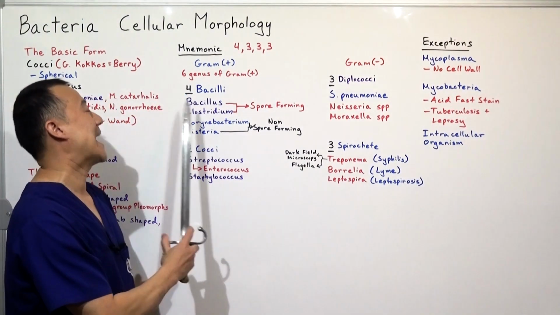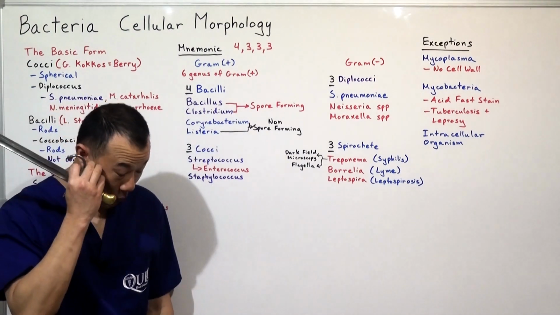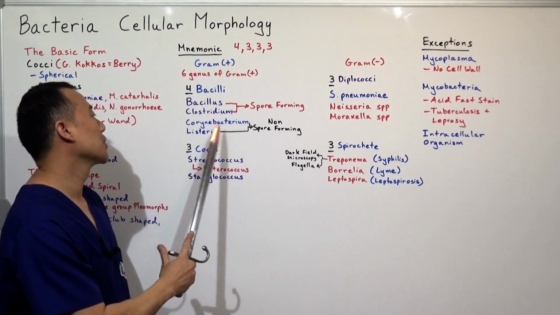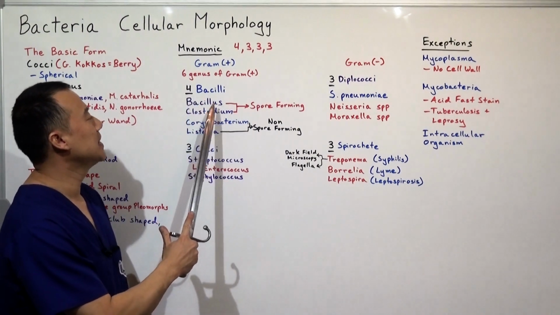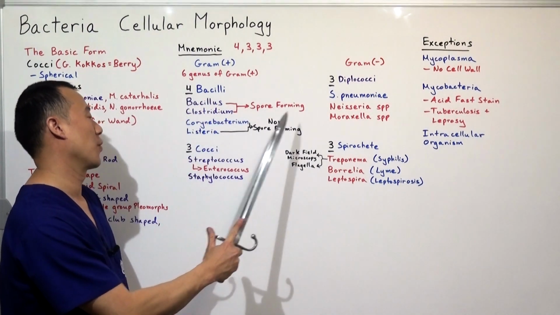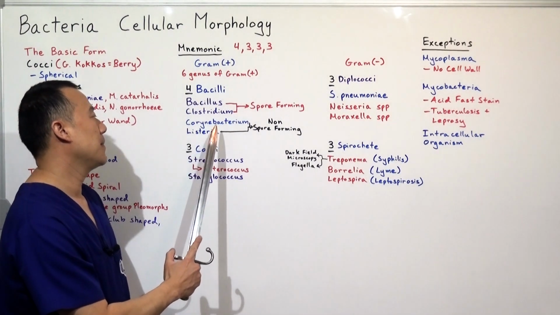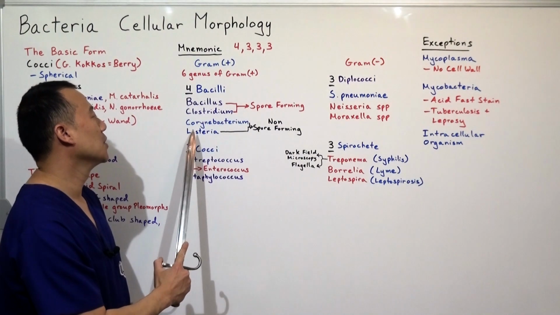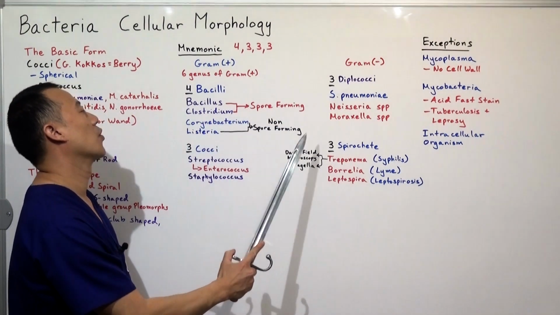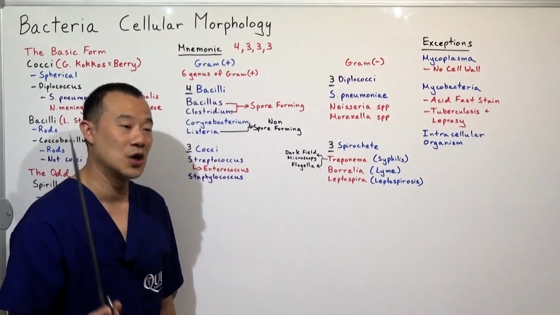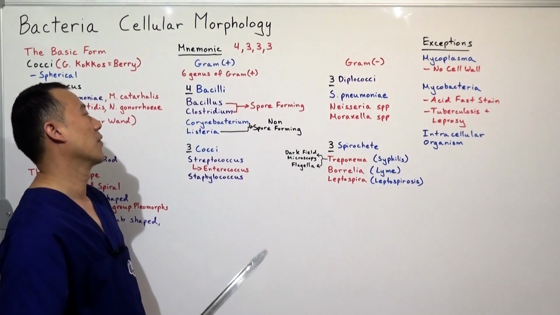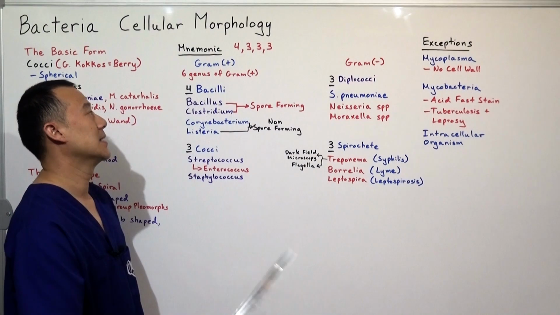There's 4 bacilli. Obviously, Bacillus and Clostridium. Now, these are in purple because these 2 bacteria are spore forming. There's Corynebacterium and Listeria, and these 2 are grouped in blue because they are non-spore forming. The boards will ask and want you to know that. These 2 are spore forming and these 2 are non-spore forming. And there's 4 bacilli. So that's 4.